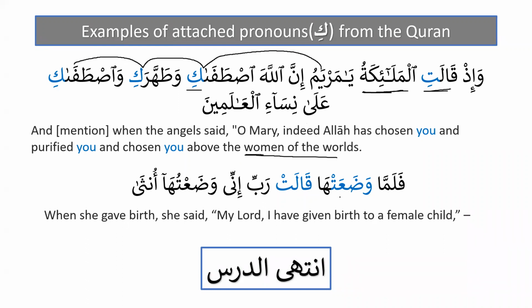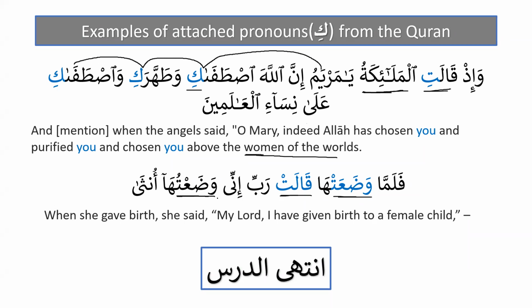فَلَمَّا وَضَعَتْهَا, وَضَعَتْ is singular feminine, right? Similarly, قالت, ذهبت, جلست. فَلَمَّا وَضَعَتْهَا قَالَتْ, she said. And now, because we are not connecting with Rabb, there is no need to put kasra over here, and it is confirmed from the Quran. فَلَمَّا وَضَعَتْهَا قَالَتْ رَبِّ إِنِّي وَضَعْتُهَا أُنْثَى. وَضَعْتُ, I gave birth.